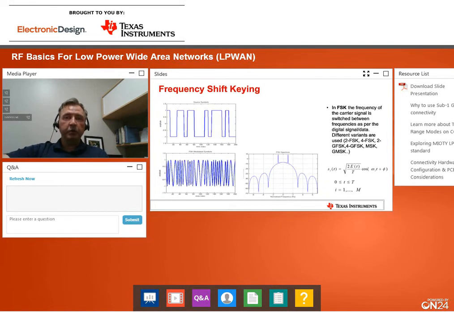FSK, all you're doing here is you're changing the frequency based on the signal. So whenever you have a high signal, then you have a fast frequency, and when you have a low signal, you have a slow frequency. This graph here is exaggerated as much as we could just to show it. But the spectrums look like this, and this is the technique that is used most commonly on our transceivers today.